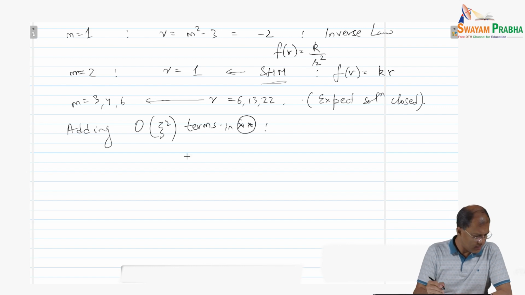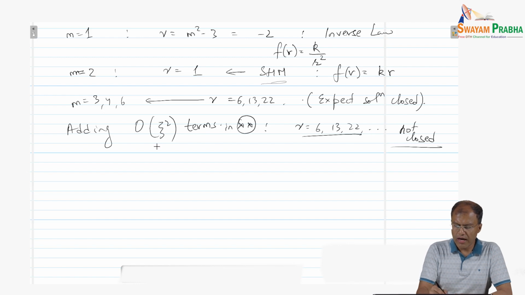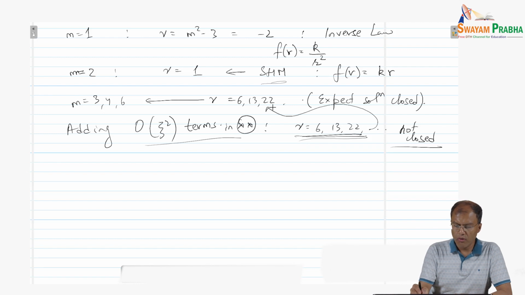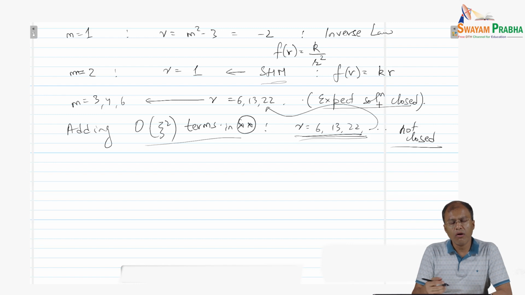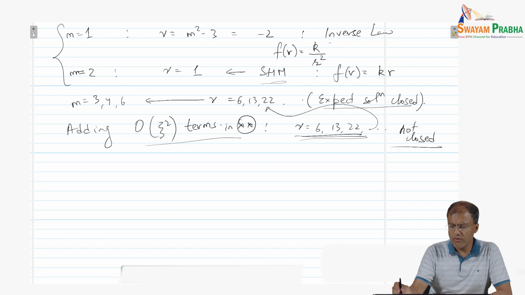Adding order zeta square terms in double star, we see that my path equation is going to be such that nu equal to 6, 13, 22 and higher order values of nu are not closed. So this exercise can be repeated for higher order terms, and we are going to get to the conclusion that these values do not follow the trend that we expected in the linear case. So what is the moral of the story? The moral of the story is that only m equal to 2 and m equal to 1, which correspond to the inverse law and the simple harmonic motion, are going to give us closed and bounded solutions.